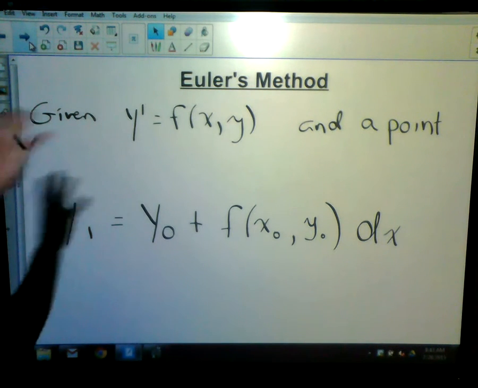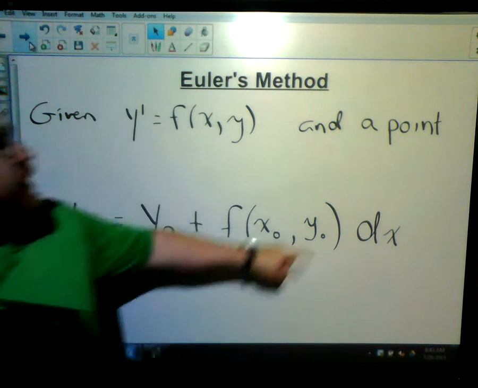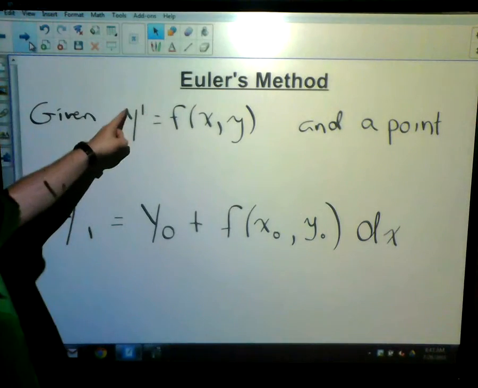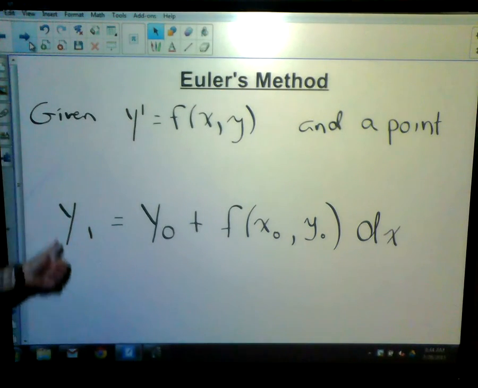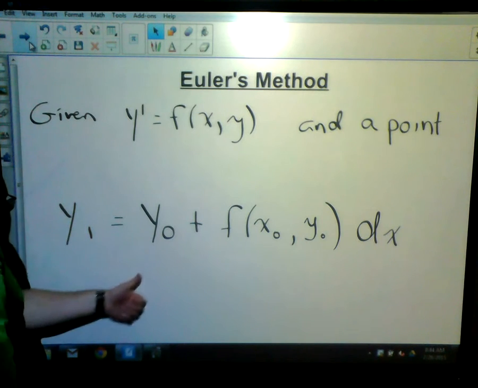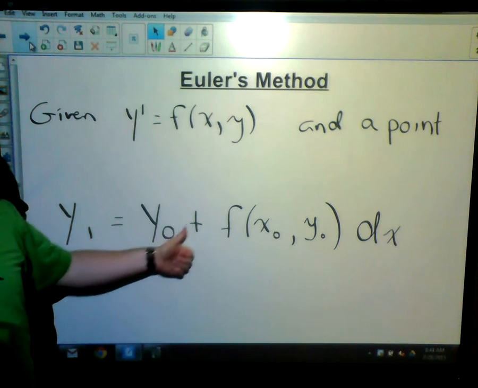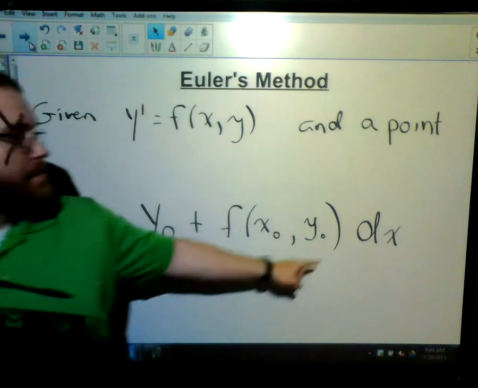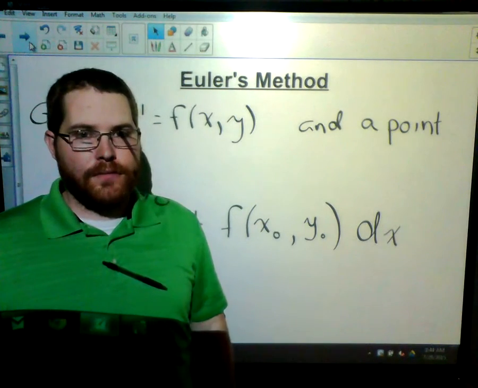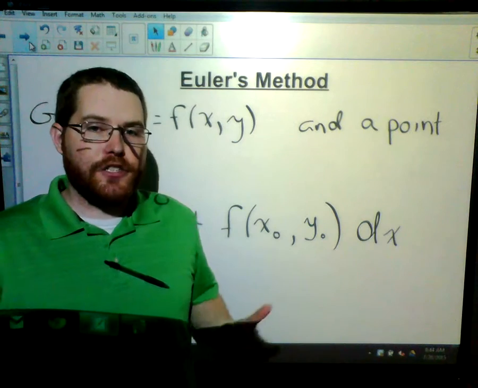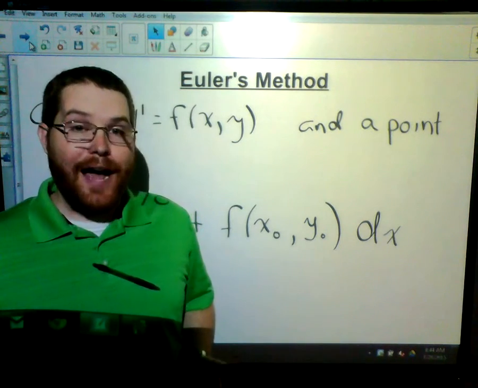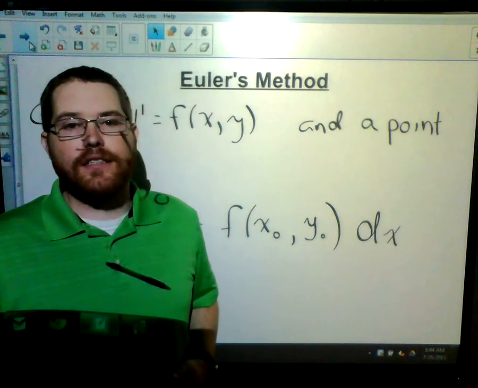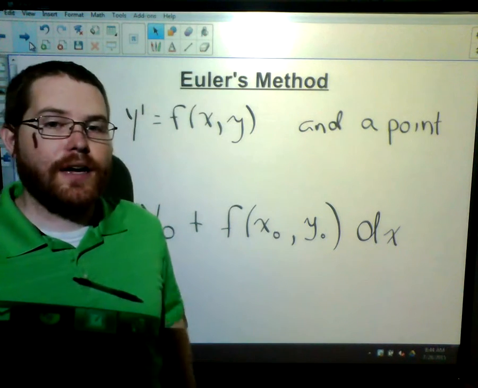And here's the formula for it. You've got to be given a point, and you've got to be given some sort of derivative. So the next point is the previous point's y value plus plug in the old point into the derivative times dx. Now that seems a little confusing, but if I show you an example, you'll see it's just a pattern that you follow. Euler's method is not difficult, it's just a pattern that you have to memorize.